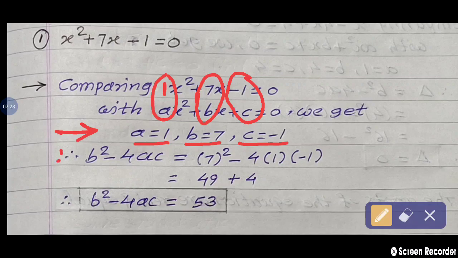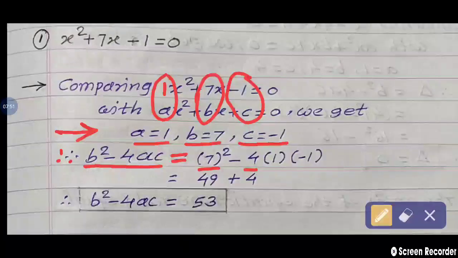Therefore, in the next step, what is meant by discriminant? b square minus 4ac. This is called the discriminant. It is also indicated as delta. So b square minus 4ac is equal to, substitute the values. The value of b is 7, and b square is given, so 7 square minus 4ac. 4, the value of a is plus 1 and the value of c is minus 1.